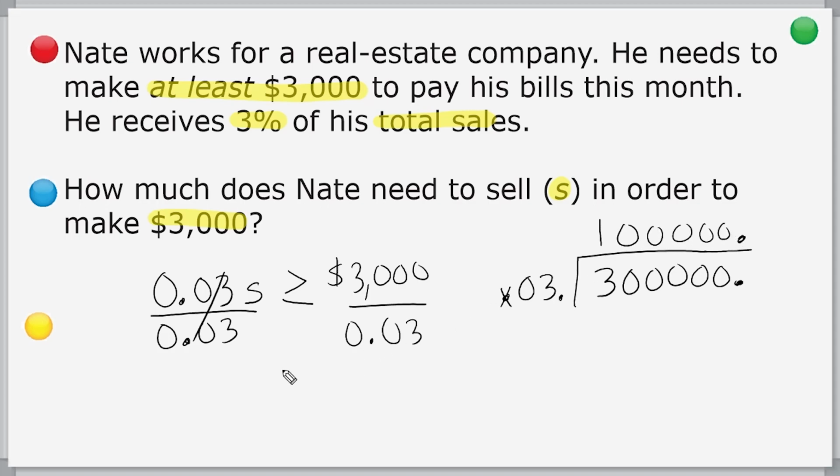So we can see that the amount of sales that Nate needs to make has to exceed or be equal to $100,000.